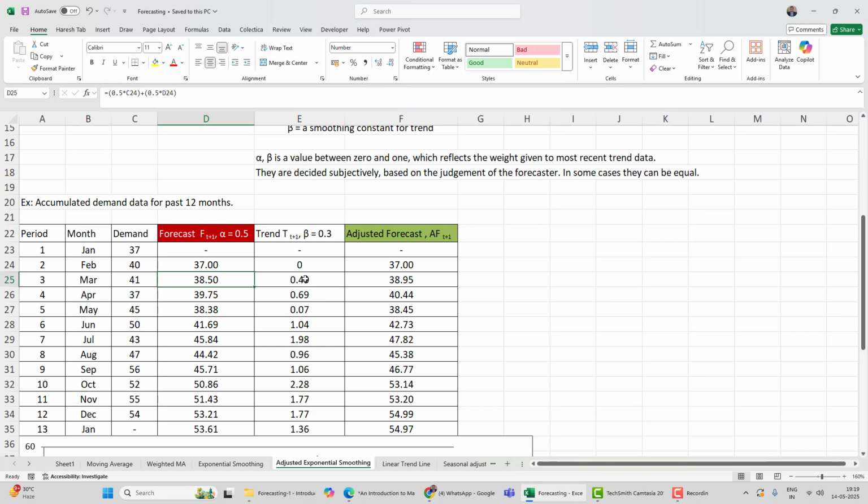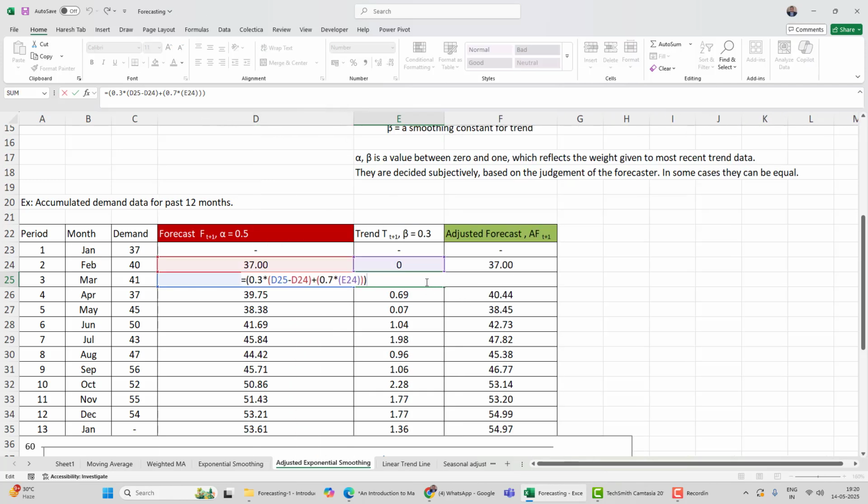When we are calculating trend, you see here the trend formula is going to use the previous period's forecast and trend. So to start with we will have 0 here, because we don't have the previous forecast, nor do we have the previous trend. So for February the trend will be 0, but from March onwards we will get the trend. Now you will get beta times the difference between the forecast for this period and the forecast for the month of February. So let me help you.